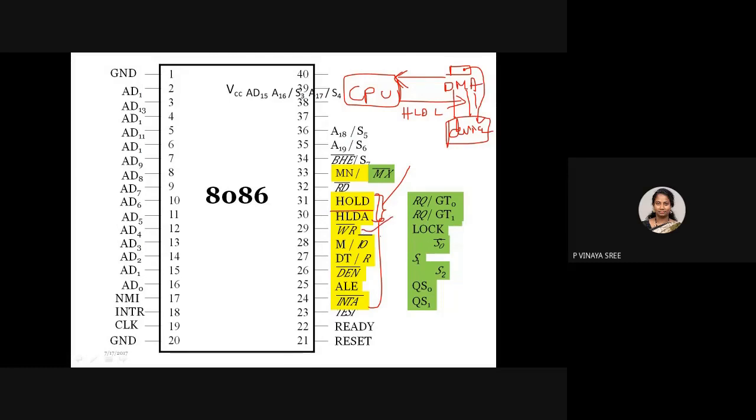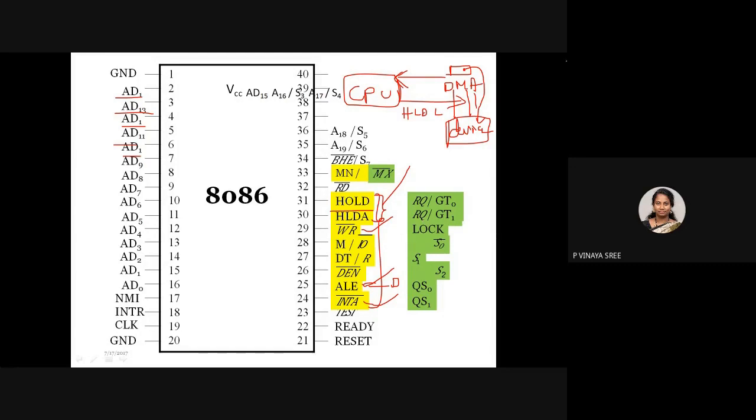Next, what is this address latch enable? What happens if address latch enable equals 1? In these multiplexed lines, which one will be active? If address latch enable equals 1, the address will be active. If it is 0, data will be active. The interrupt acknowledgement signal is given by the processor to the external peripheral devices as an acknowledgement to the interrupt request pin.